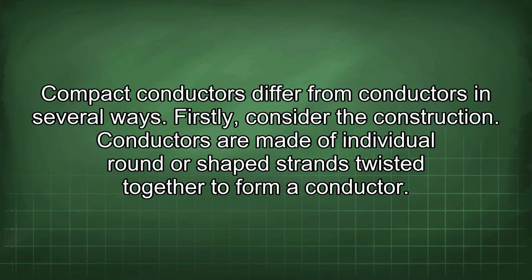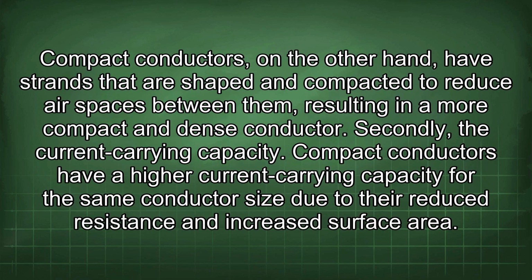Compact conductors differ from conductors in several ways. Firstly, consider the construction. Conductors are made of individual round or shaped strands twisted together to form a conductor. Compact conductors, on the other hand, have strands that are shaped and compacted to reduce air spaces between them, resulting in a more compact and dense conductor.